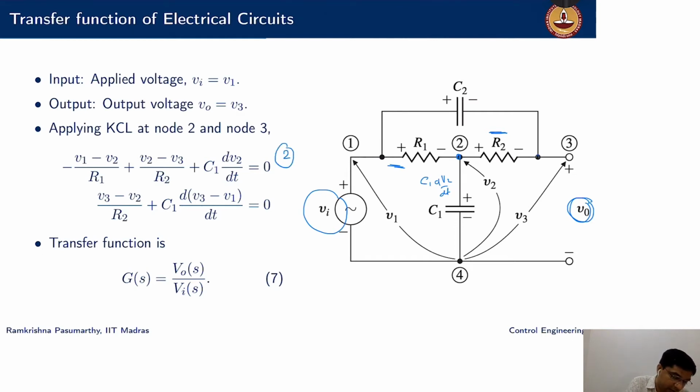Similarly, I have another node here. Sum of all currents at node 3 is also 0. What are the currents that come through node 3? That is coming from R2 and also coming from C2. In C2, so I have V3. The potential difference is V3 minus V1, and with the capacitor, it is C d over dt of the potential difference.